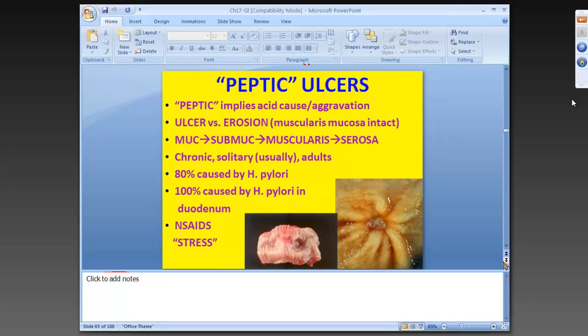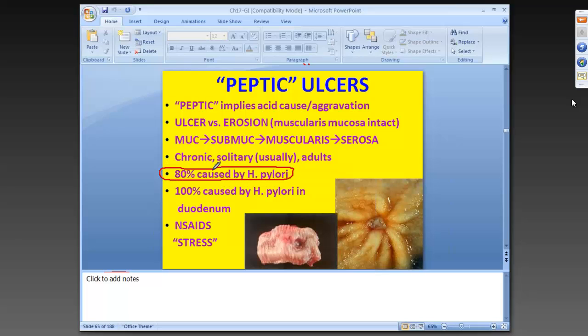Peptic implies acid causing aggravation, ulcer versus erosion. Think about the muscularis mucosa being intact, affecting the mucosa, muscularis and serosa, with chronic solitary ulcers, usually in adults, 80% of them caused by Helicobacter pylori, okay? And when it's in the duodenum, 100% caused by Helicobacter pylori. Of course, non-steroidal anti-inflammatory drugs and stress. Notice the difference here.